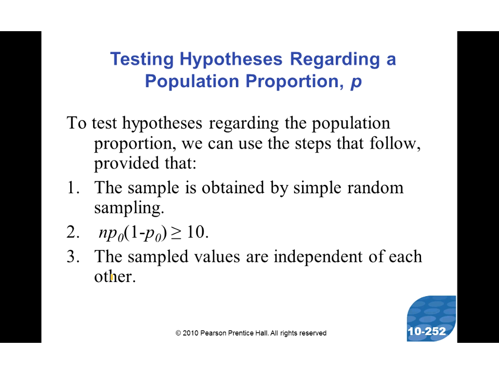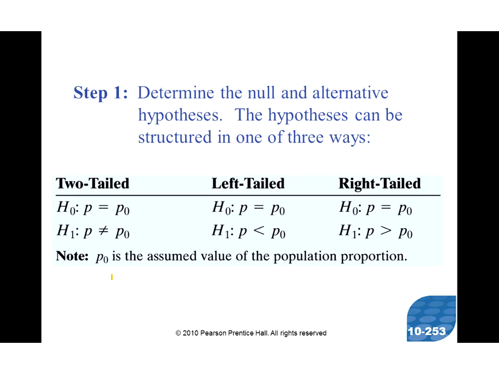So we need to make sure they're independent, n times p naught times 1 minus p naught is greater than or equal to 10, and the sample is obtained by simple random sampling. Again, the two-tailed, left-tailed, and right-tailed tests look very similar to what we did for 10.3. We can have H naught: p equals p naught, H1: p is not equal to p naught, where p naught is the assumed value of the population proportion. In the left-tailed test, pointing to the left for H1, we again use equality for the original hypothesis, p equals p naught, and then H1 is p is less than p naught, and so on.